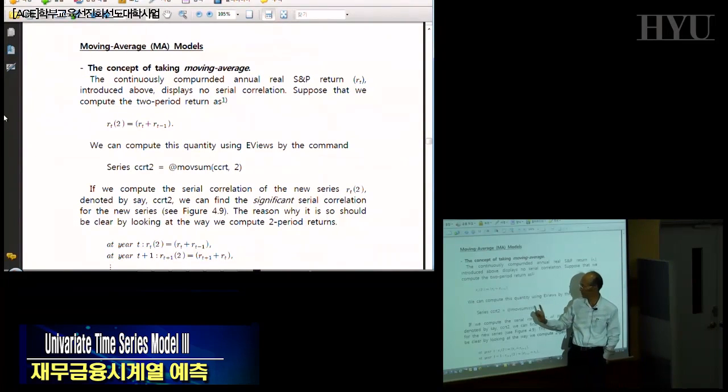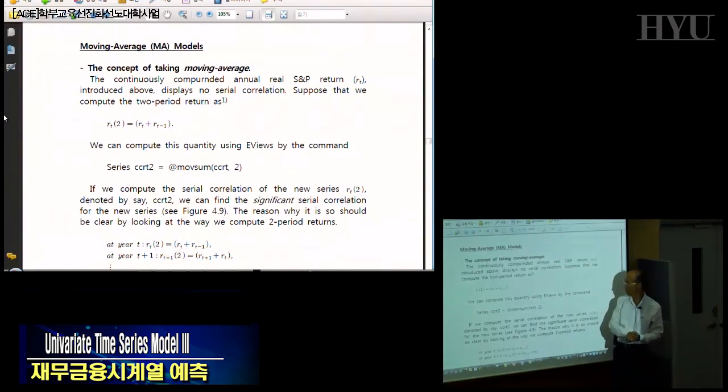For instance, in EViews, you can use this function called move sum. So you calculate moving sum. So if original return is denoted by CCRT, continuous compounded return, and then input, the first element is the data, this one, and the second one is the period. Okay. Then the sequence, this one, is going to be two holding period return.